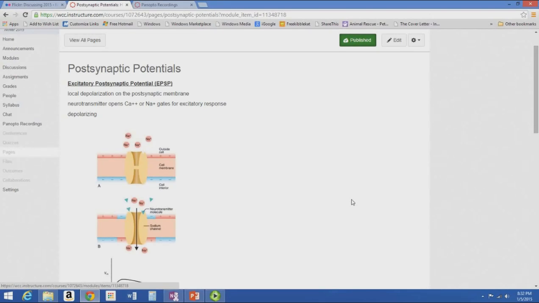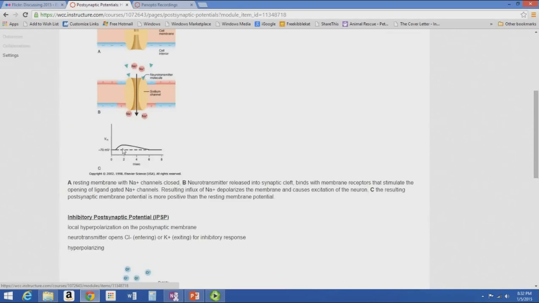So when we remember that depolarization is when the membrane becomes less negative than its resting state. So in an excitatory postsynaptic potential, or EPSP for short, there is local depolarization on the postsynaptic membrane. Neurotransmitter opens calcium or sodium gates, it depolarizes that part of the membrane, and it's an excitatory response. It excites that. It causes, hopefully, that 15 millivolt change to fire an action potential.